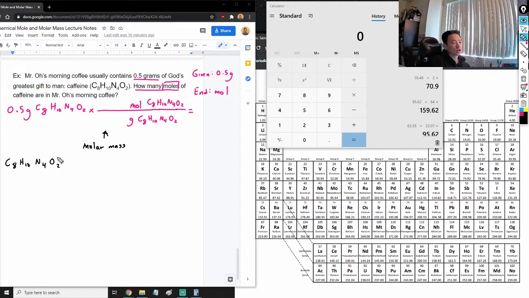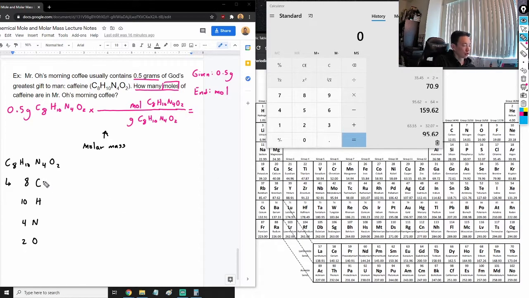We're going to find the molar mass of C8H10N4O2. And if you feel confident doing this part, you can pause the video here and try finding the molar mass for caffeine. Okay, but caffeine is made out of how many carbons? It's made out of 8 carbons. There's 10 hydrogens, there's 4 nitrogens, and there's 2 oxygens.